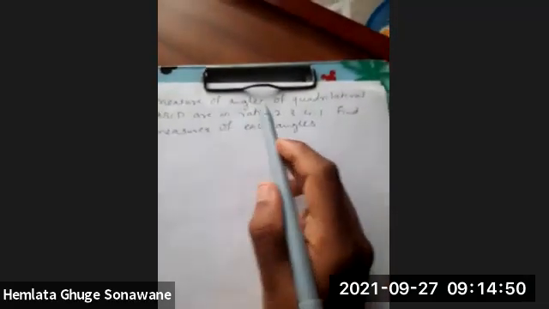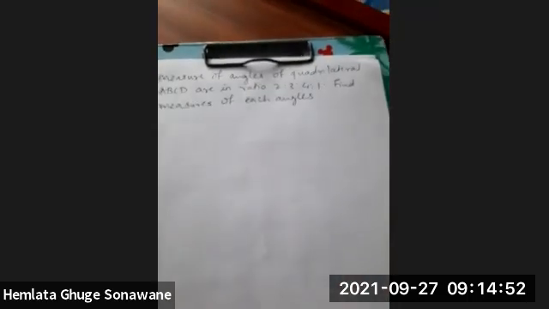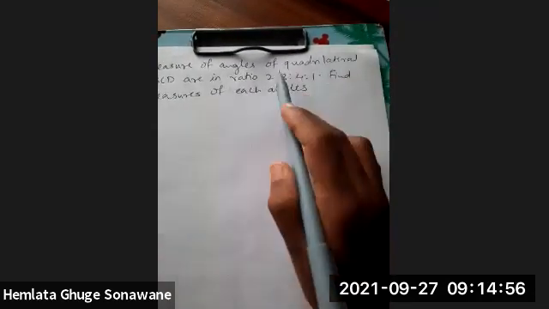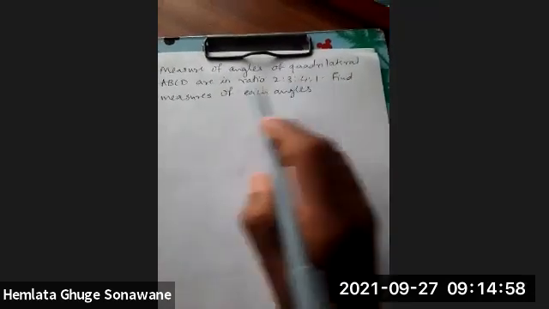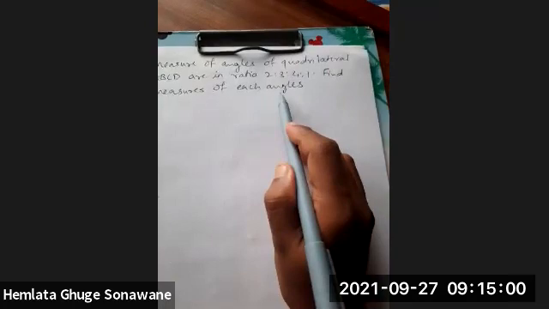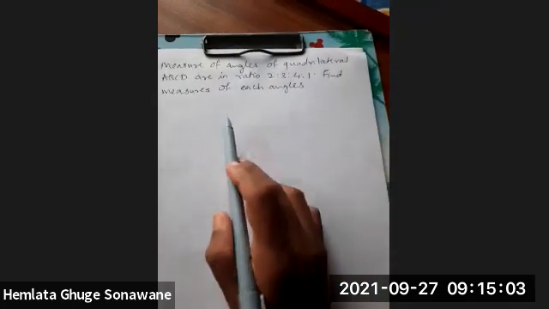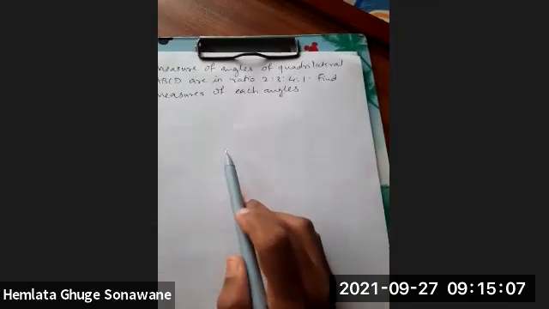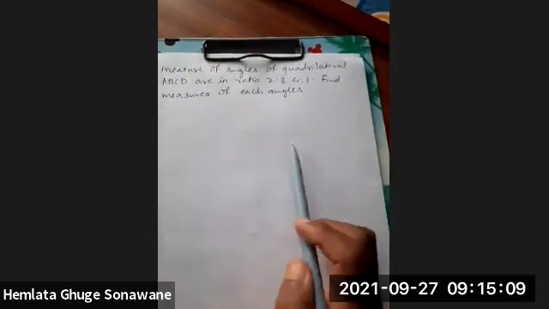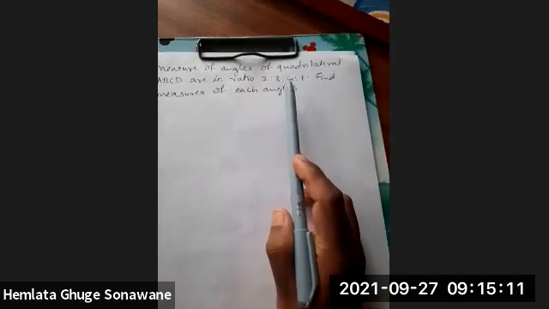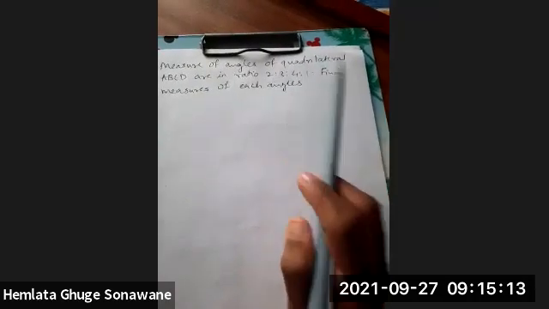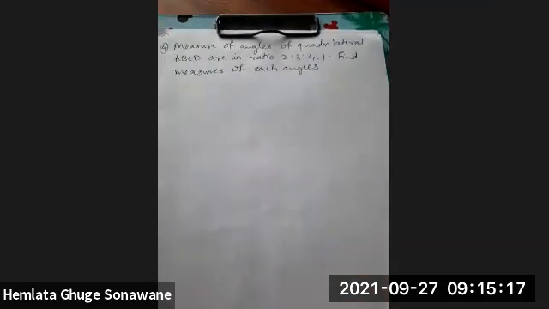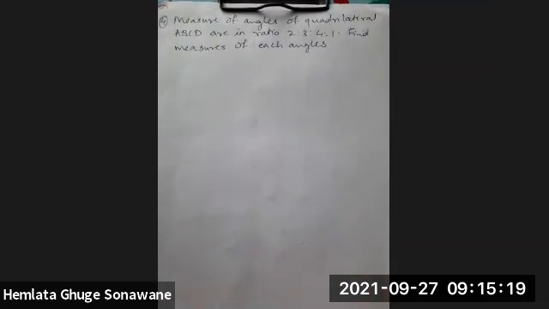Measure of angles of quadrilateral ABCD are in ratio of 2:3:4:1. Find measures of each angle. Now we know that the sum of all the four angles of a quadrilateral is 360 degrees. Okay, now how we'll solve this? Measures of each angle.